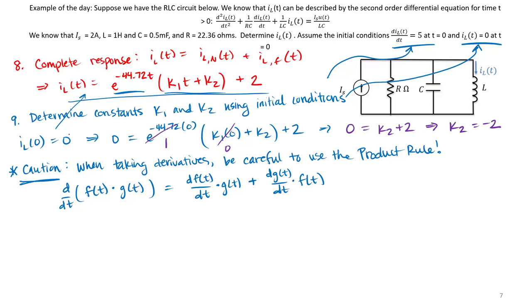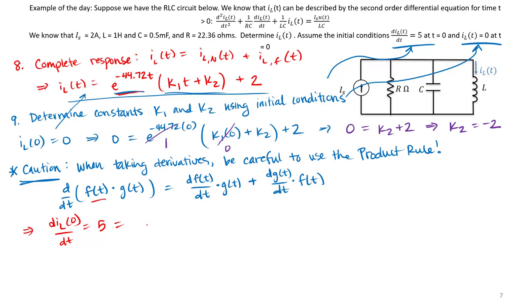So let's go ahead and do our derivative for IL of t. And in this case, we know dIL at time 0 dt is going to be equal to 5. And that must equal, here we have e to the minus 44.72t. Let's call that our f of t. And then we have multiplied by k1t plus k2. And remember, derivative of 2 is just going to be 0. So if we take the derivative of IL of t, let's see what we get.